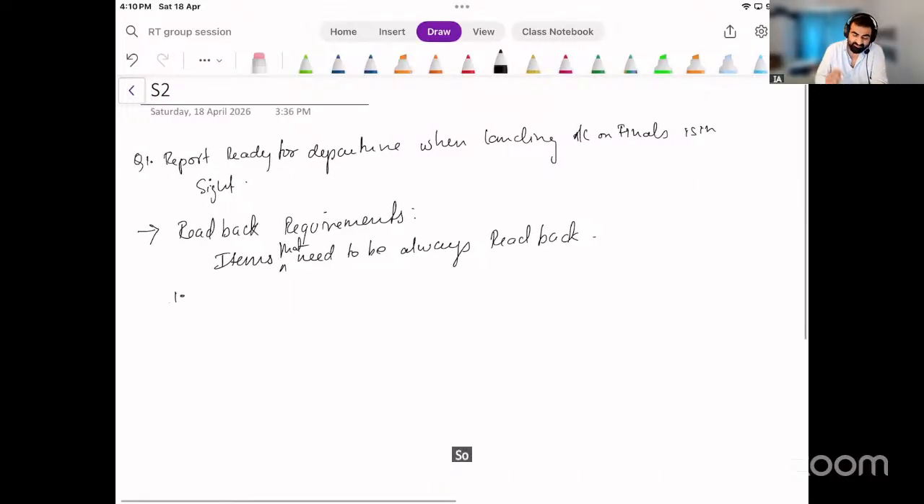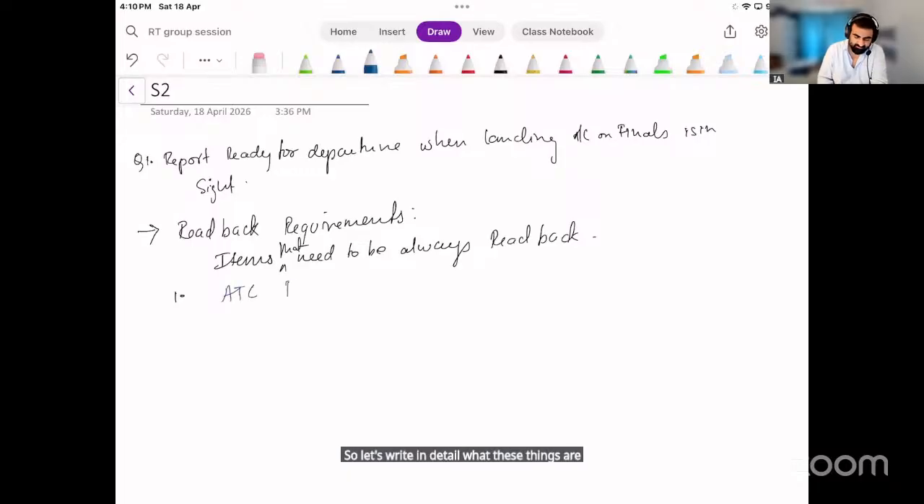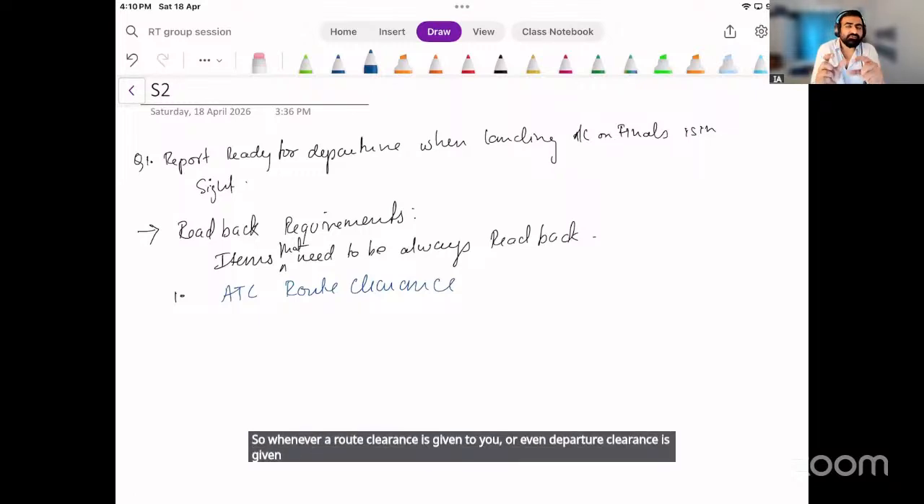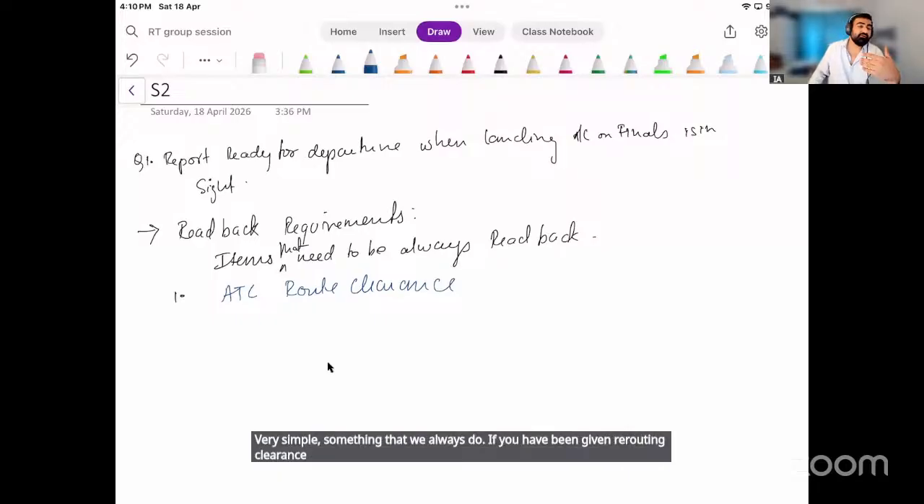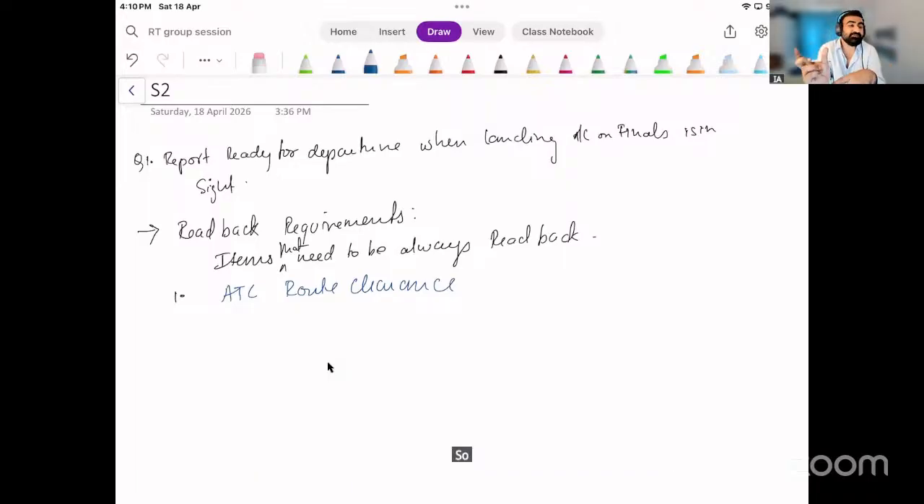So let's write in detail what these things are. ATC route clearance. So whenever a route clearance is given to you, or even departure clearance is given to you, it has to be accurately read back. Okay? Very simple, something that we always do. If you have been given rerouting clearance, clear to reroute to Delhi via so and so route, so that so and so aspect you have to give a proper read back. So the route clearances.